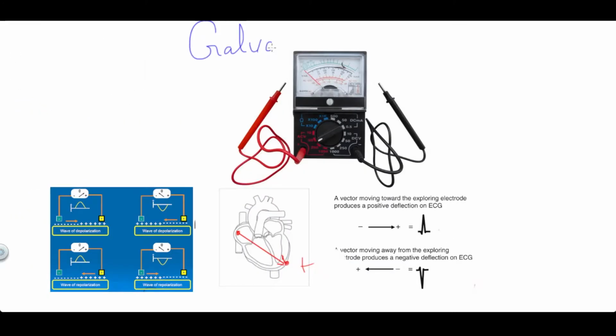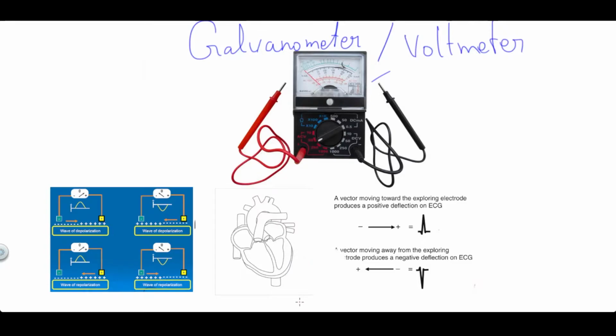So ECG works by the principle of galvanometer. This device is also called as voltmeter. So it's a simple device. It will detect the electricity flows across the circuit. So there are many electric pathways in our heart. We'll take this one pathway for an example.